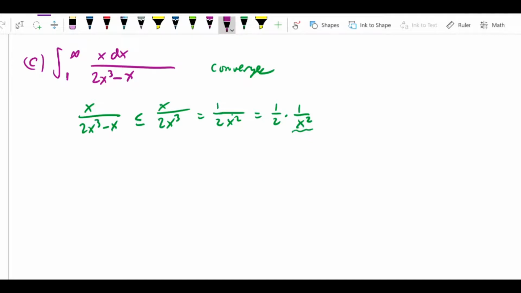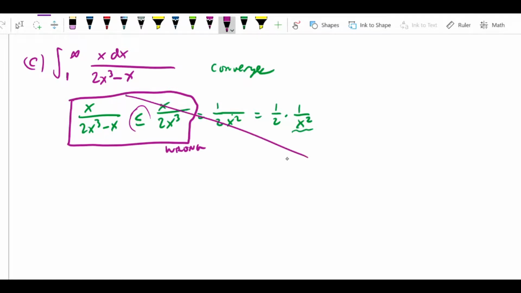What's the problem here? The problem has to do with the word wrong, which is that this inequality is wrong. This is not a correct inequality, and you can't form a correct proof with an inequality that's not true. Here what I'm doing is making the denominator smaller by subtracting x, which means I'm making the fraction bigger. So it's certainly not going to be the case that the fraction on the left is less than or equal to the fraction on the right. So that's not the correct way to do it. This is the correct way to do this.